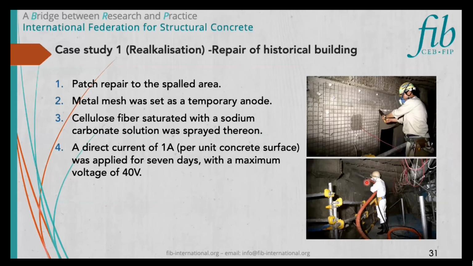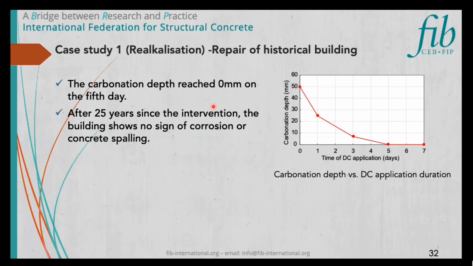Then cellulose fiber saturated with a sodium carbonate solution was sprayed thereon. A direct current of 1 ampere per square meter of concrete surface was applied for 7 days with a maximum voltage of 40 volts. It can be seen from the graph that the carbonation depth reached 0 millimeter on the 5th day. After 25 years since the intervention, the building shows no sign of corrosion or concrete spalling.